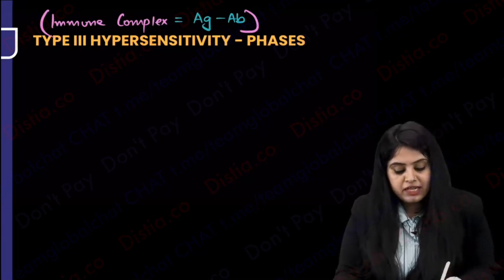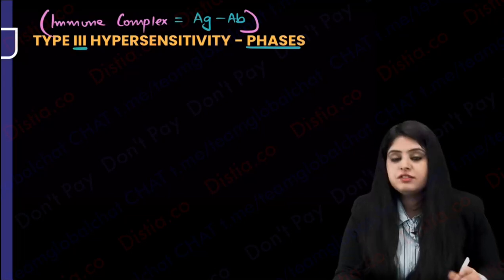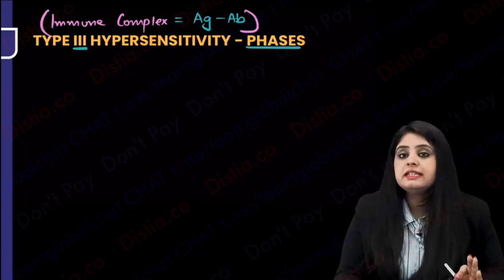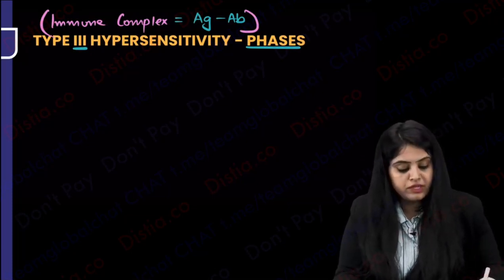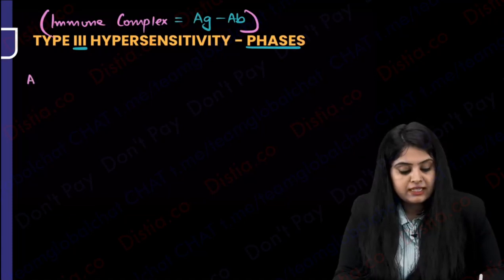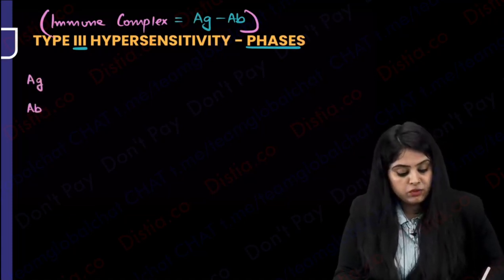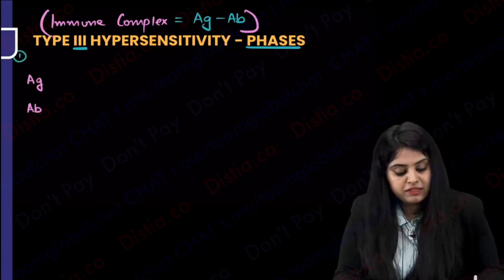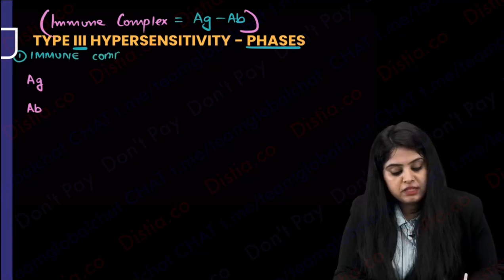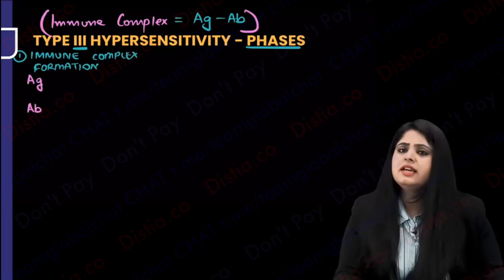Type 3 hypersensitivity occurs in 3 phases. First, the antigen and the antibody have to combine. So the first phase is immune complex formation. You will say, how will the antigen and the antibody combine?